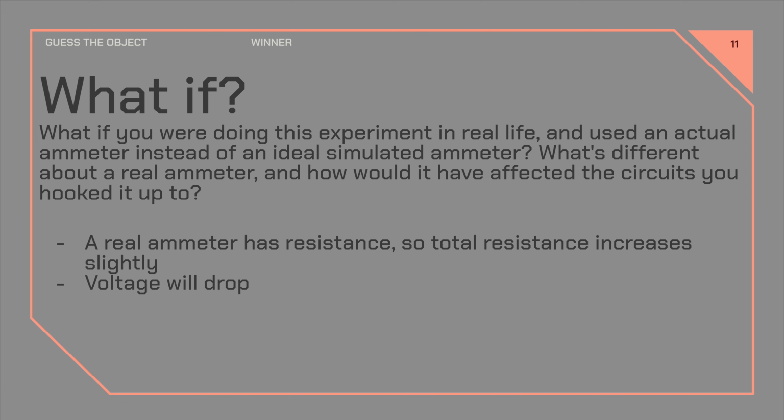Now, what if you were doing this experiment in real life and used an actual ammeter instead of an ideal simulated ammeter? What's different about a real ammeter, and how would it have affected the circuits you hooked it up to? A real ammeter has resistance, so the total resistance increases slightly, causing the current to drop.